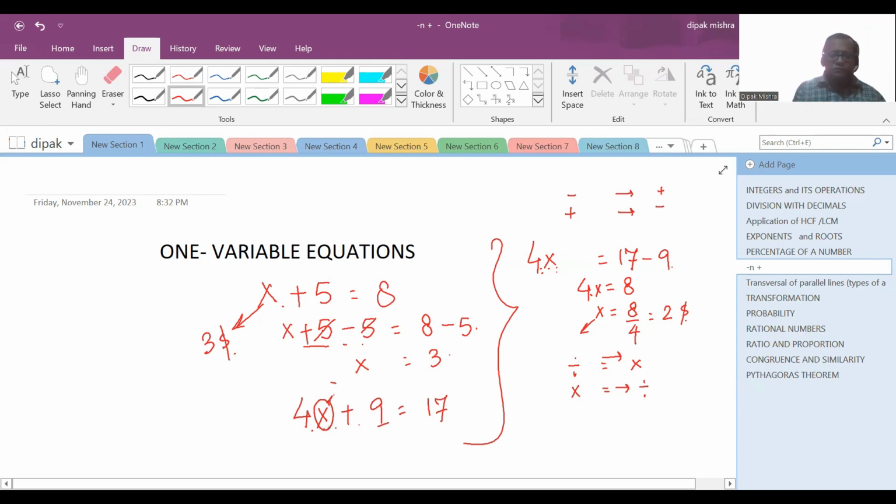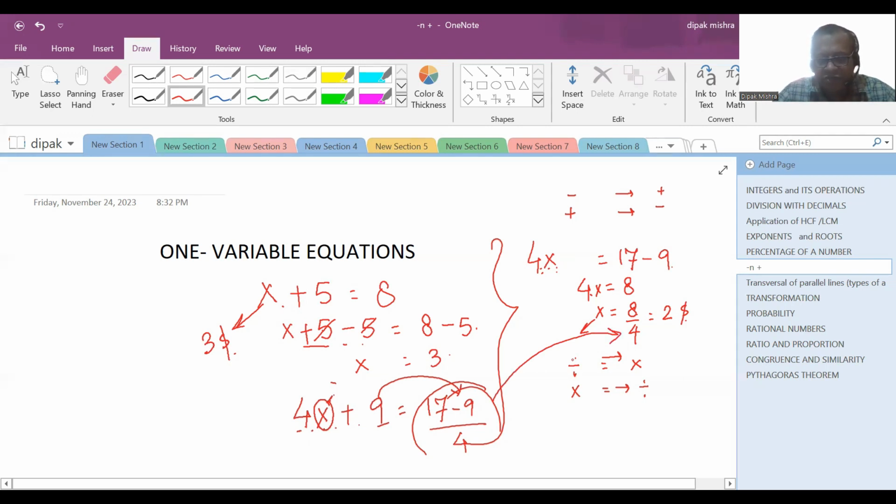To free this x, you take this 9 to the other side, so change the sign here. You take this 4 to the other side, so change the sign here, and you solve this equation and you get the value to be $2. So this is how we solve one variable equations.